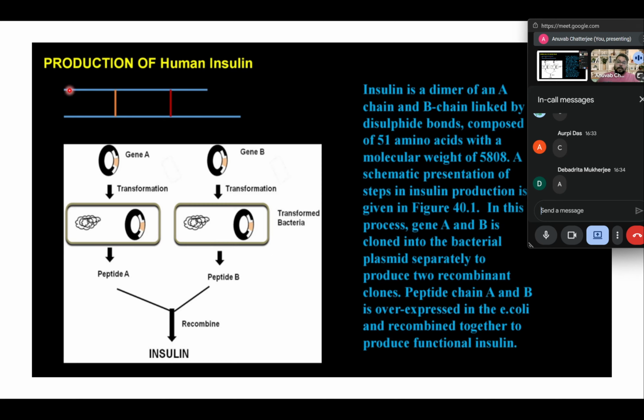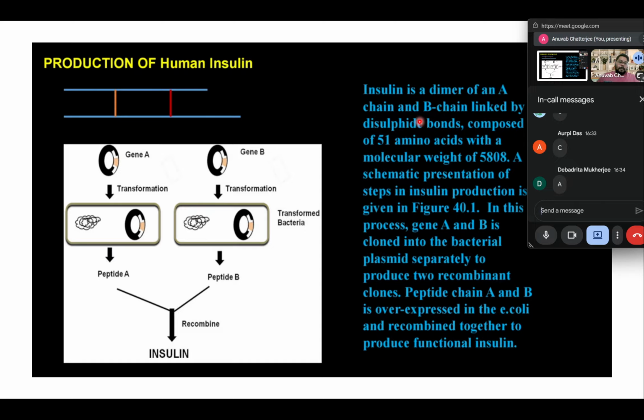Originally, this is one entire peptide that folds, but the final product is made out of two parts, an A chain and a B chain, and both of them are linked together by two disulfide bonds between two cysteine residues. The way we make it is that we take one of the chains and transform it into one bacteria, take another chain, transform it into another bacteria, isolate the two peptides, and then combine them together in oxidizing conditions to make these disulfide bonds and finally reconstitute functional recombinant insulin.